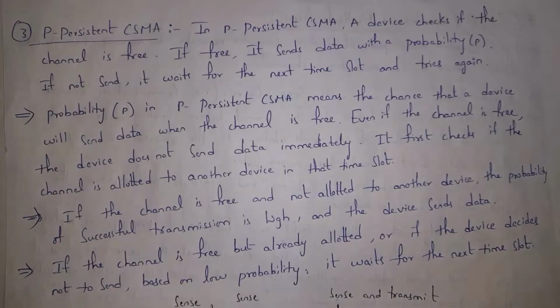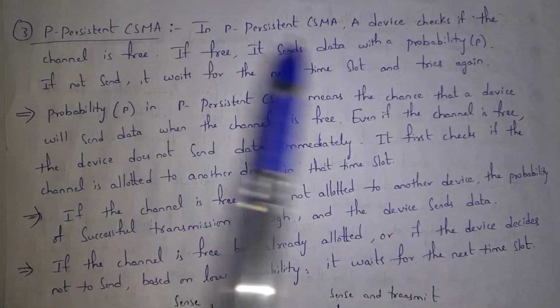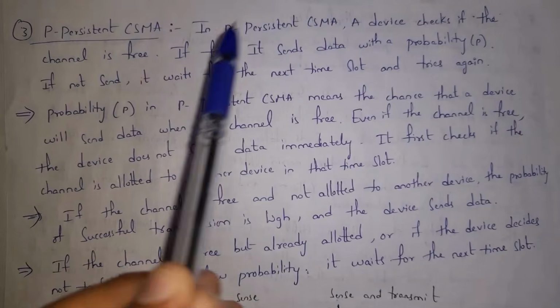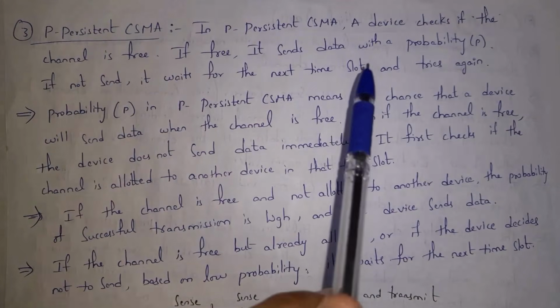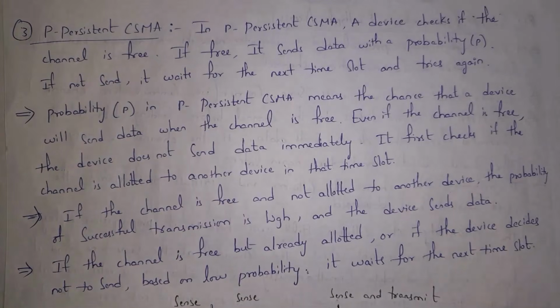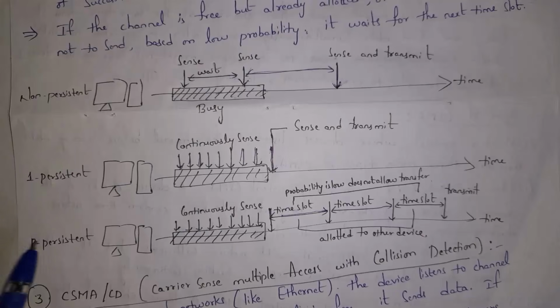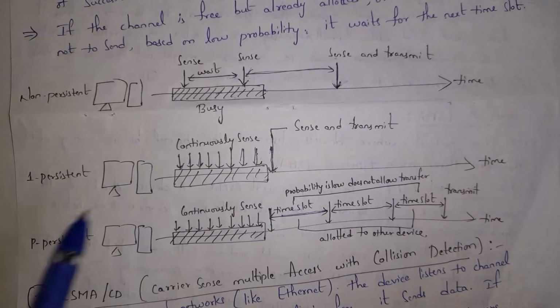And whereas in p-persistent CSMA, a device checks if the channel is free or not. If the channel is free, it sends data with a probability. If not, it will wait for the next time slot and try again. That's where p stands for probability. If probability is less, that means another device may use the channel, so the device will not send data. And if probability is high, that means no other device will use this time slot, so this device will send data in this time slot.